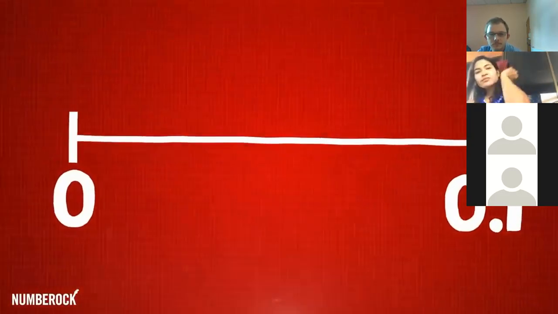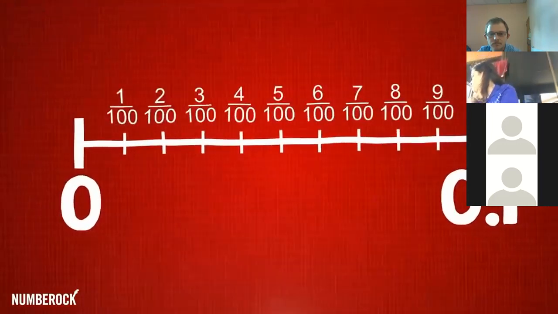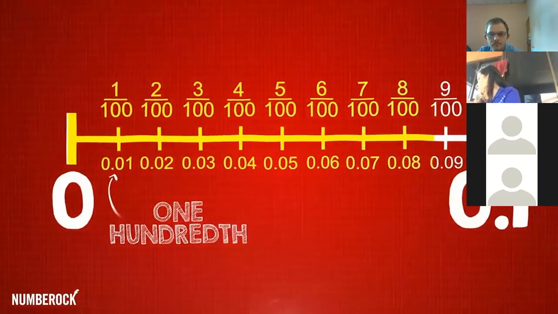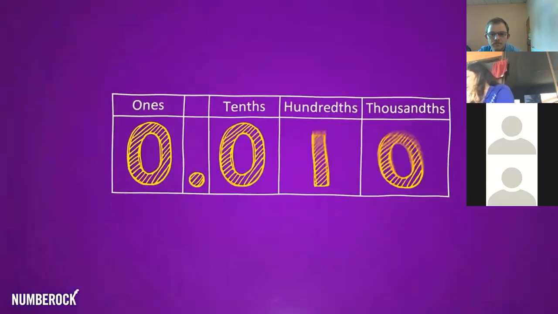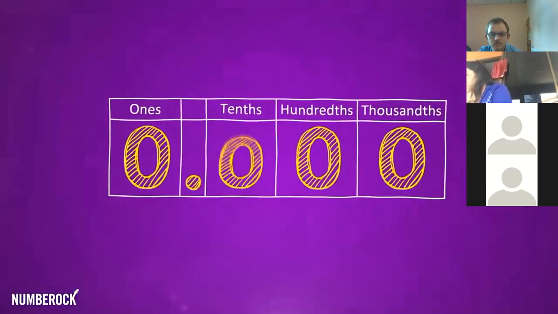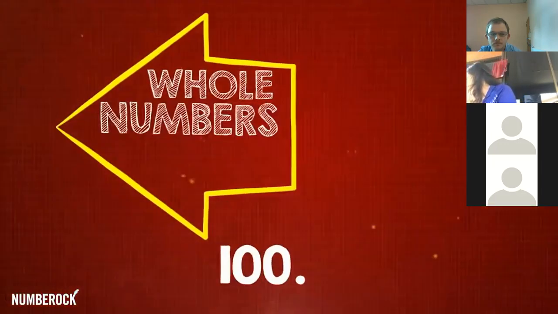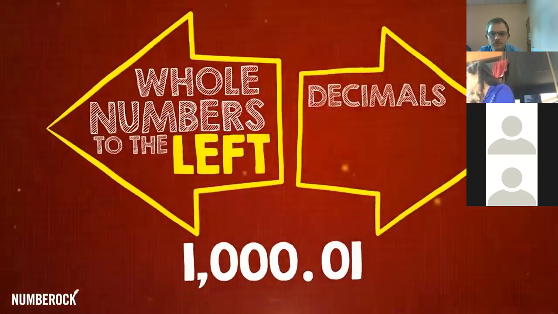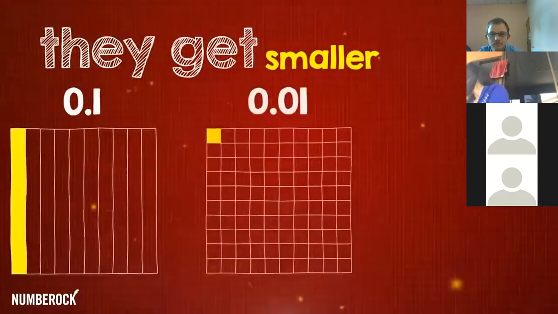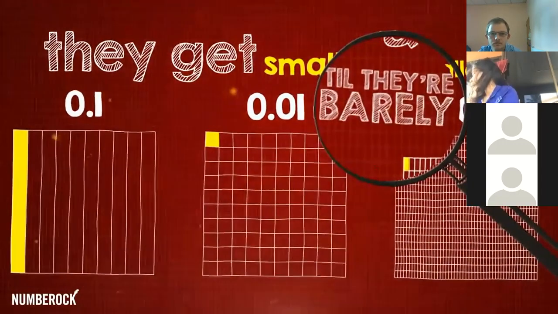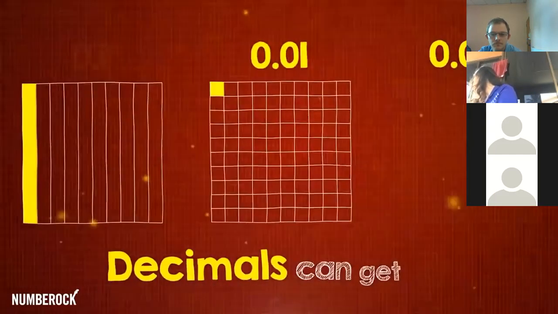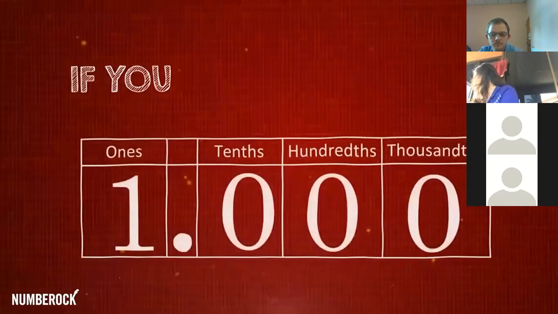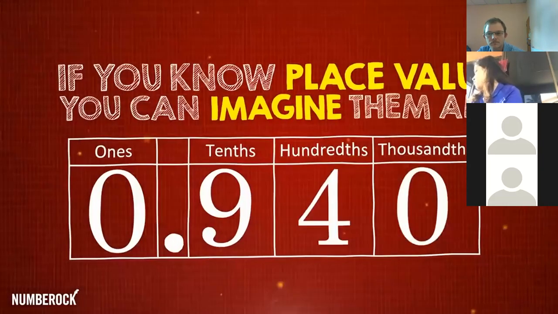Let's see what happens as the place value decreases. And 1/10 is divided into 10 equal pieces. We get 100th written as 0.01. And 10 of these make a 10th, but we're not done. Split 100th into 10 parts, and we'll get 1,000th, the smallest value we've seen yet. 10,000ths makes 100th. 100 makes 1/10. 1,000 thousandths makes 1 whole. Isn't it brilliant? Whole numbers to the left, decimals to the right. They get smaller and smaller till they're barely inside. Like whole numbers can get big, decimals can get small. If you know place value, you can imagine them all.